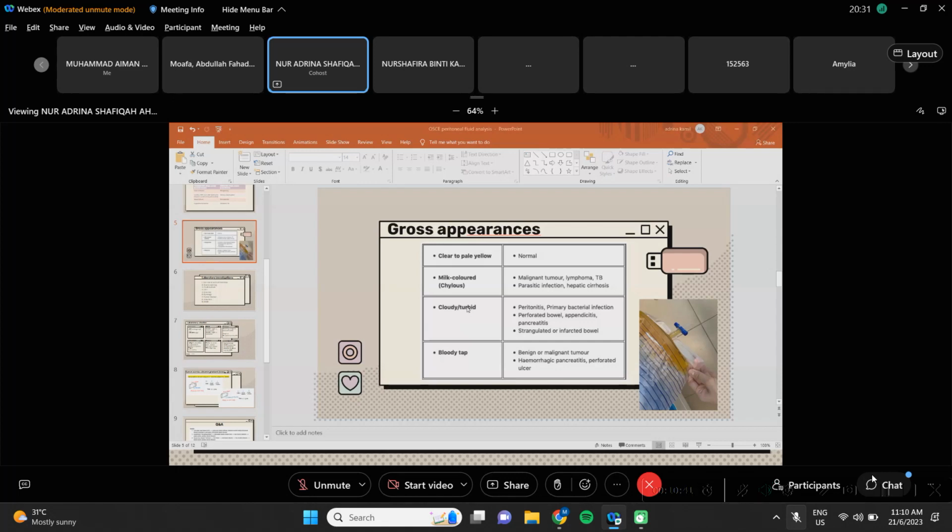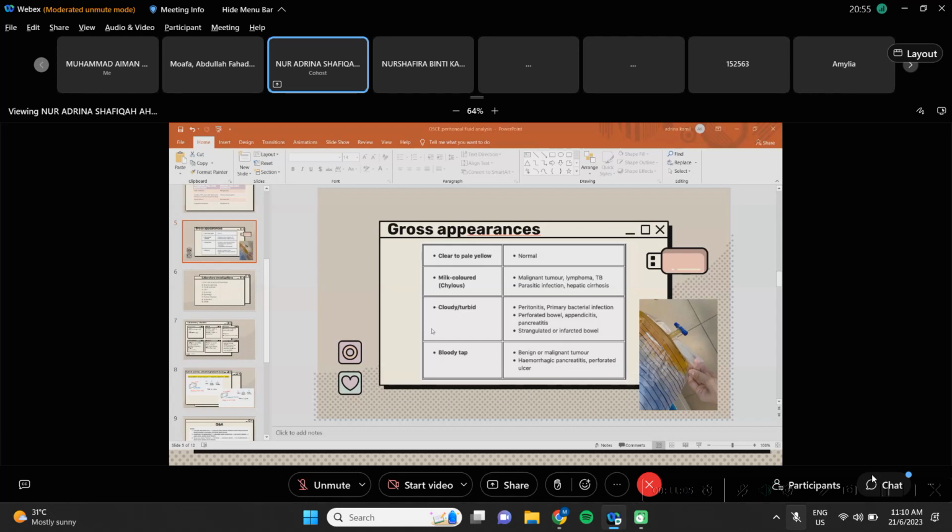And then other than that, we can also have cloudy or turbid fluid, and this one is caused by peritonitis or perforated bowel or appendicitis or pancreatitis, something that is from infection. So from this one, I understand it as infection. It can cause pus formation, so that's why it is cloudy or turbid in color.